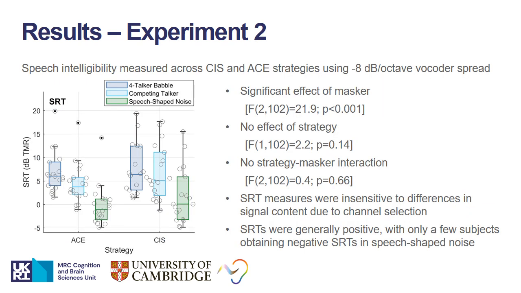When examining SRT outcomes in experiment 2, there was a clear effect of masker on SRT outcomes, as expected, but no effect of strategy or strategy-masker interaction was observed. Both strategies demonstrated similar trends in speech intelligibility across maskers, with worse performance in the four-talker babble and best performance in speech-shaped noise. In general, the SRTs were positive, with only a few subjects obtaining negative or near zero SRTs in the speech-shaped noise condition.